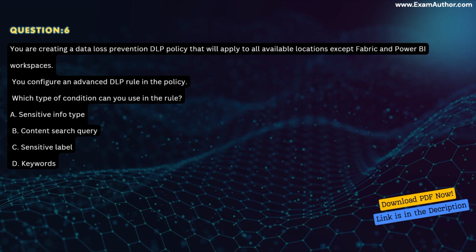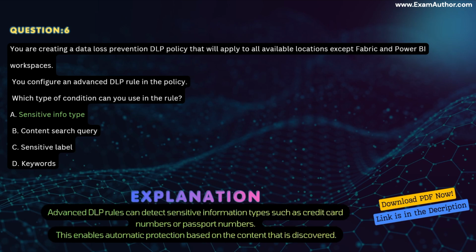A. Sensitive info type. B. Content search query. C. Sensitivity label. D. Keywords. The correct answer is A. Sensitive info type. Explanation. Advanced DLP rules can detect sensitive information types such as credit card numbers or passport numbers. This enables automatic protection based on the content that is discovered.